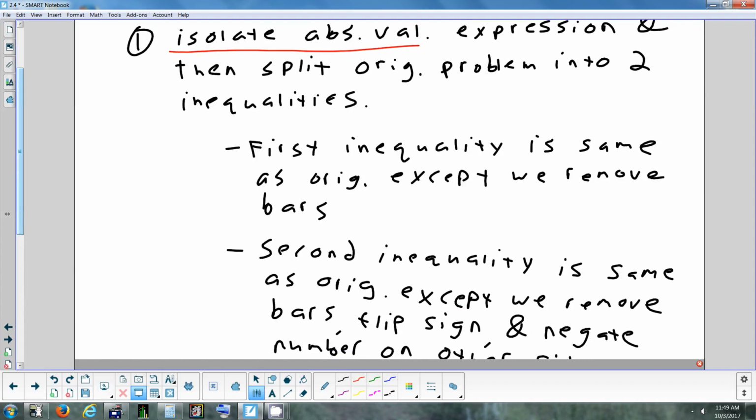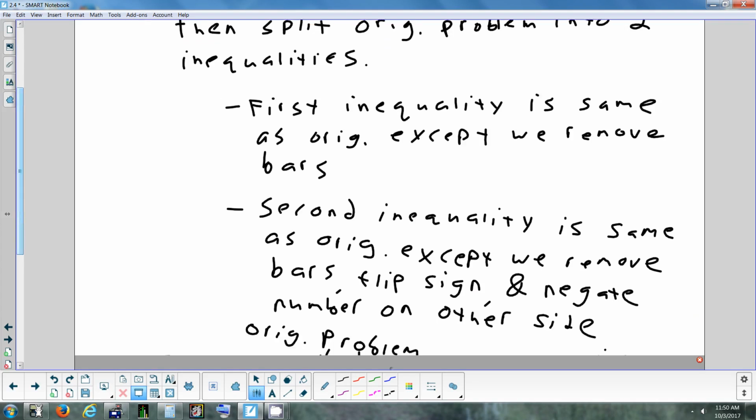But when you make something negative in an inequality, what else do you have to do? And that's the extra step here. If you make that number on the other side negative, what do you have to do with the sign? You have to flip it. So that's the extra step today. First step's the same. Second step, that's the only thing that's different, what I underlined in red. You still take out the bars, you still change the number on the other side, but you've got to remember to flip the sign.